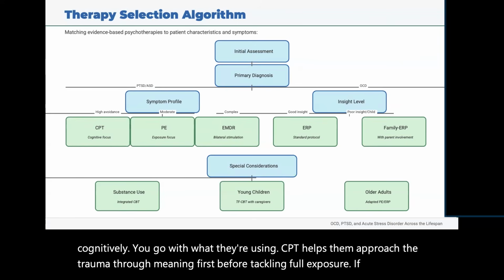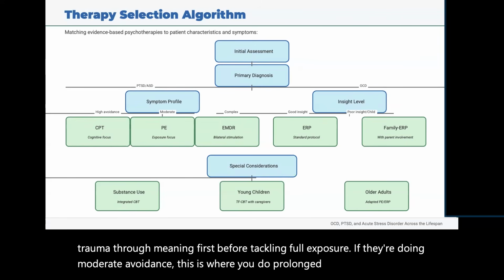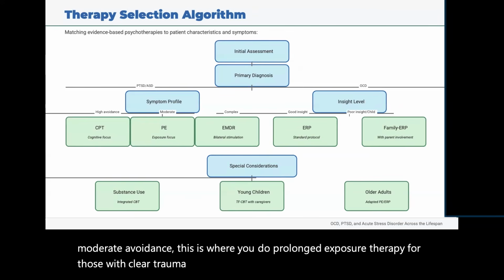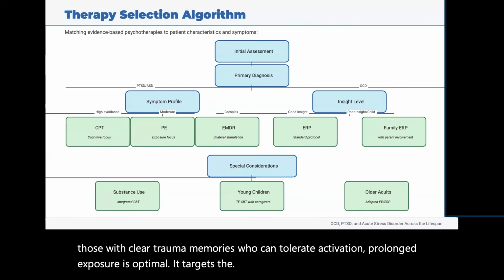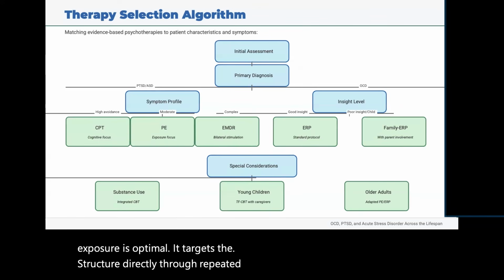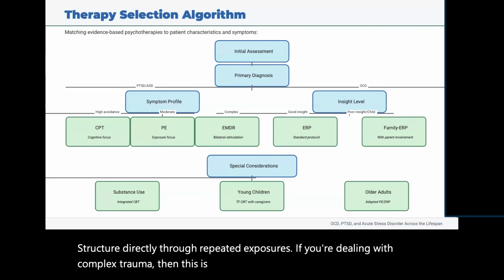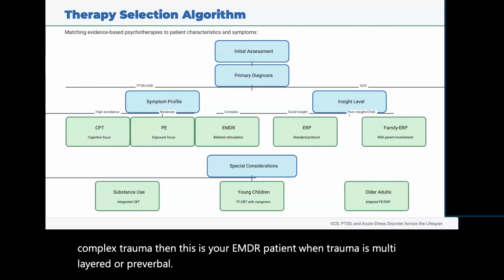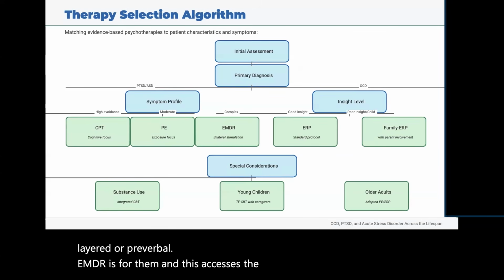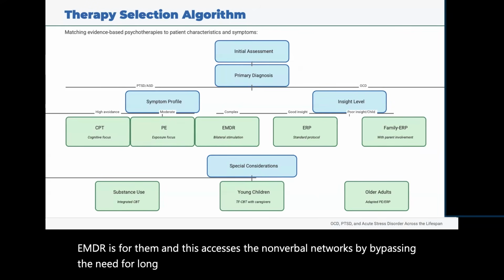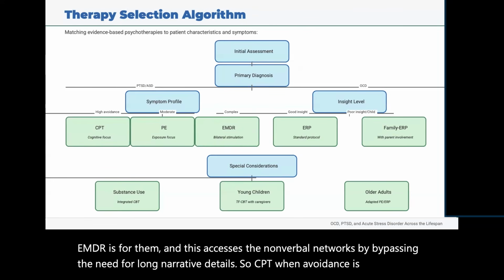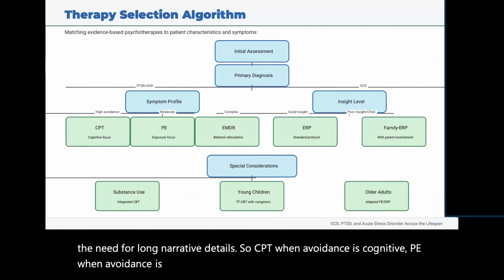If they're doing moderate avoidance, this is where you do prolonged exposure therapy. For those with clear trauma memories who can tolerate activation, prolonged exposure is optimal. It targets the fear structure directly through repeated exposures. If you're dealing with complex trauma, then this is your EMDR patient. When trauma is multi-layered or pre-verbal, EMDR is for them, and this accesses the nonverbal networks by bypassing the need for long narrative details. So CPT when avoidance is cognitive, PE when avoidance is behavioral, EMDR when the trauma is fragmented.